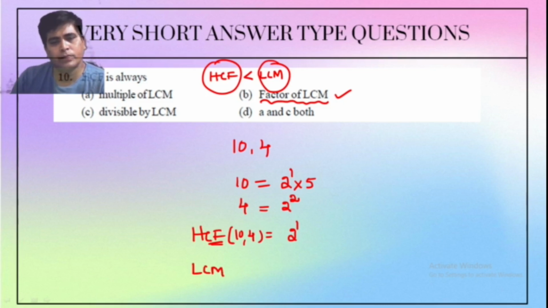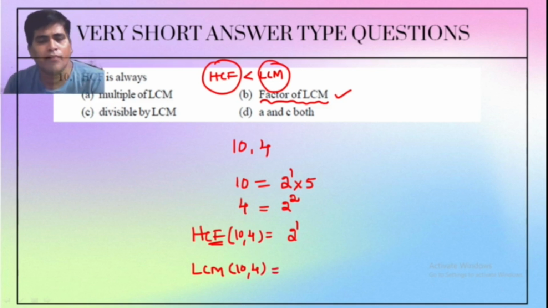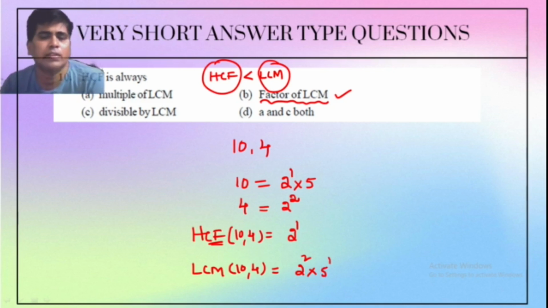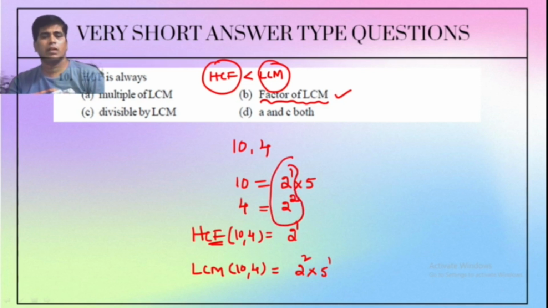LCM of 10 comma 4: greatest power of prime factors involved in the numbers. So 2 power 1, 2 power 2. What is the greatest power of the prime factor? 2 power 2. Whichever prime number is involved, we have to take that power. So 5 is involved, 5 power 1 we can take. Here we will not look for any common factor. Whichever prime number is involved, we have to take the highest power of that. 5 is not in both numbers, but even though, we have to take the power.